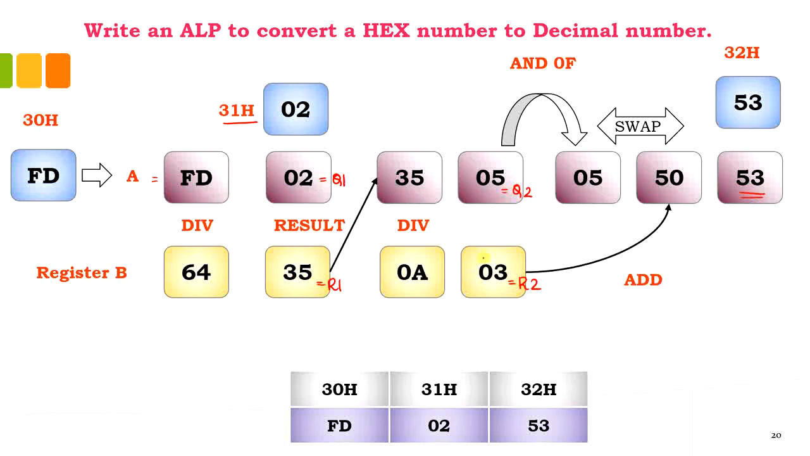decimal number, which has to be stored in the location 32H. Clear? So you can see 30H corresponds to the input, 31H is holding the highest digit of your output, and 32H is having the lower digits.